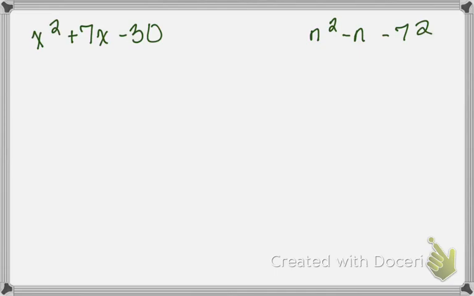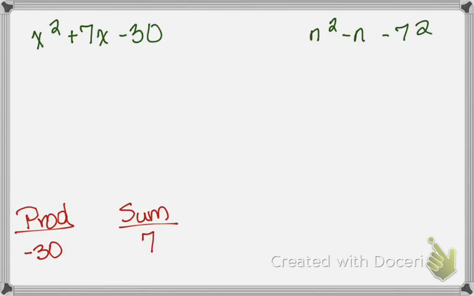Okay. First thing I want you to do, identify my sum and identify my product. Okay? What is my product? Negative 30. Okay, always my C value. That's going to be my product. What's my sum? Positive 7.